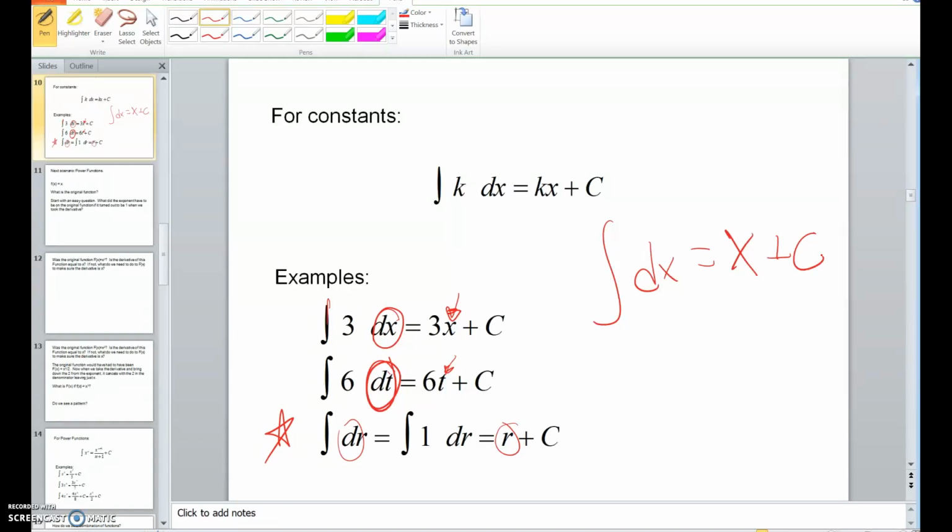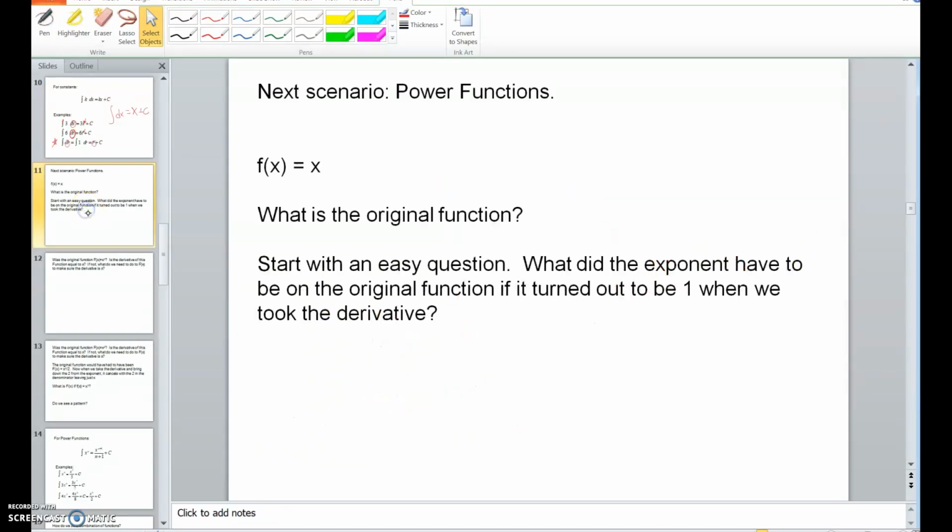Okay, so what if what you are trying to integrate is not a constant, but is just a power function? So here we're going to be doing the power rule in reverse. If you remember, the power rule was the easiest derivative rule. If we have some function f of x equal to x to the n, its derivative is n times x to the n minus 1. You bring down the exponent and reduce it by 1. So now we're going to be working in reverse.